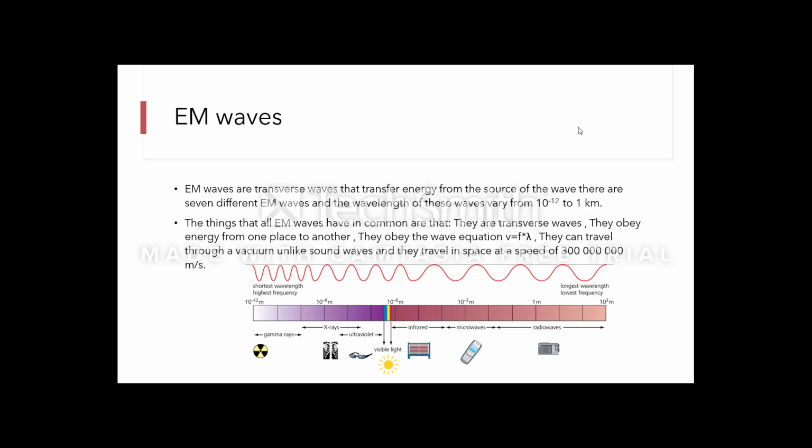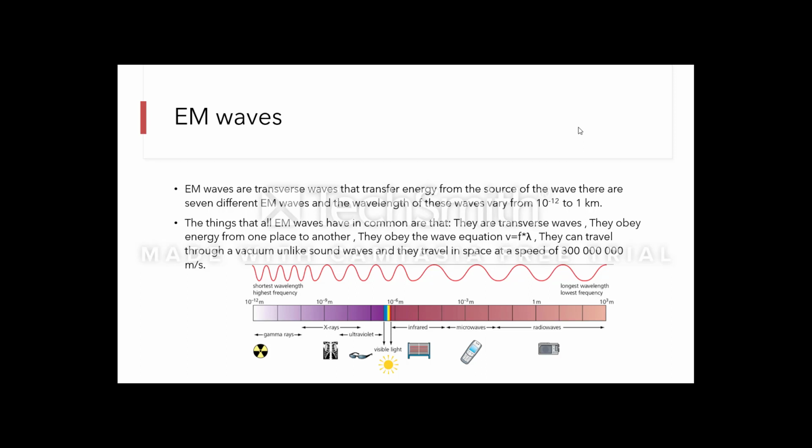EM waves are transverse waves that transfer energy from the source of the wave. There are 7 different EM waves, and the wavelength varies from 10 to the minus 12 meters to 1 kilometer. The shortest wavelength and highest frequency is gamma rays, and the longest is the radio waves. So visible light is the light that we can see.